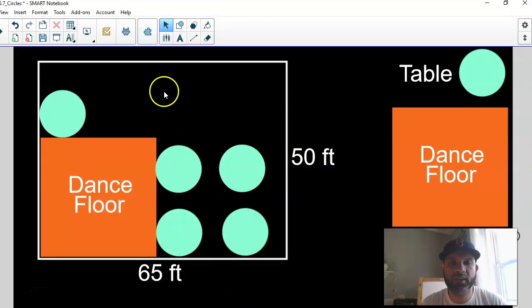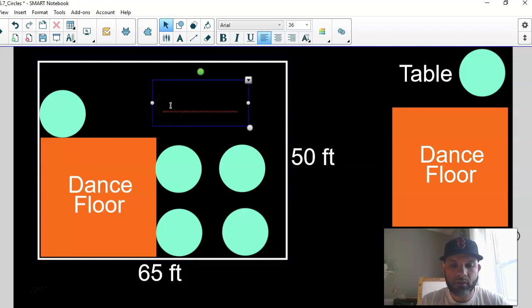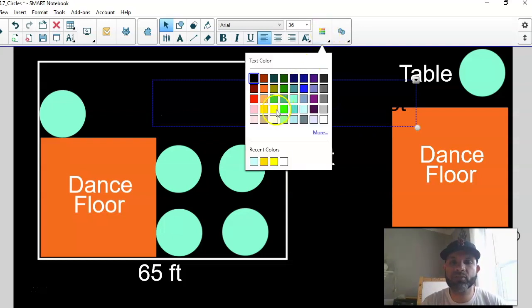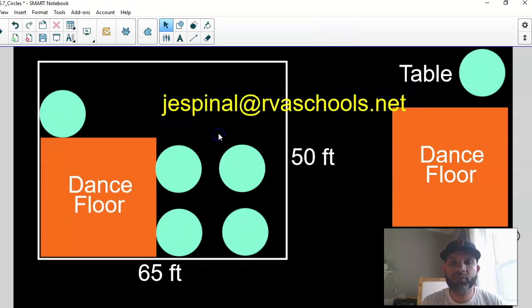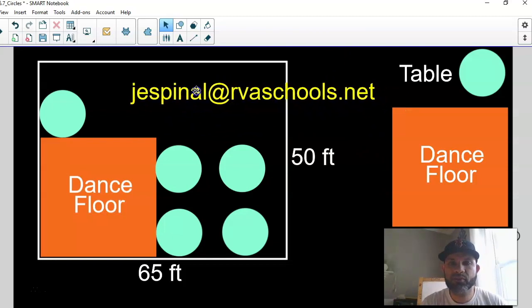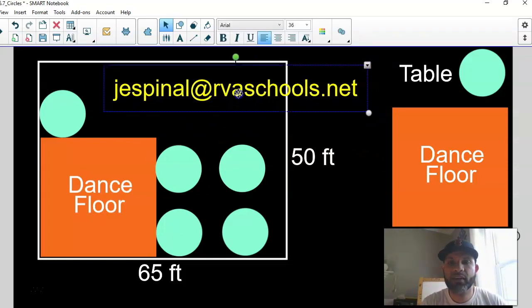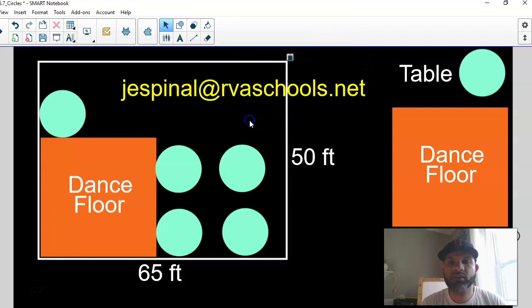Let me put my email up again. It's jespinal at rvaschools.net. And let me see what your party looks like. You want to try and maximize, to have as many tables as possible. Email it to me there, so I can take a look at it and see how you did.